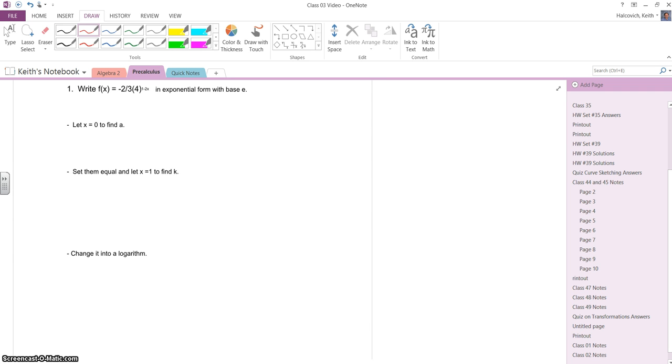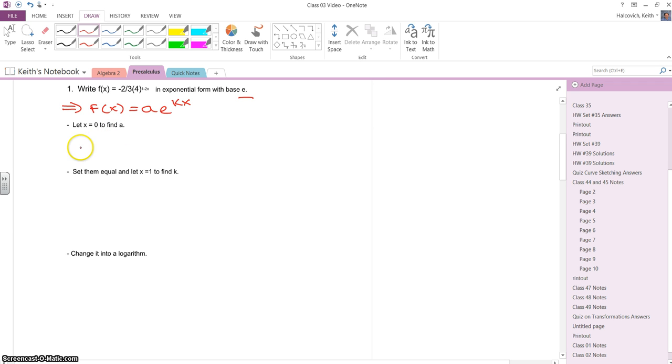Welcome to tonight's video on section 3.1, part 3. The first thing we're going to do is take a function and write it in exponential form, except we're going to make the base e, even though the base is not e in this function. So remember that to have the base e, it would have to be f of x equals a e to the kx.